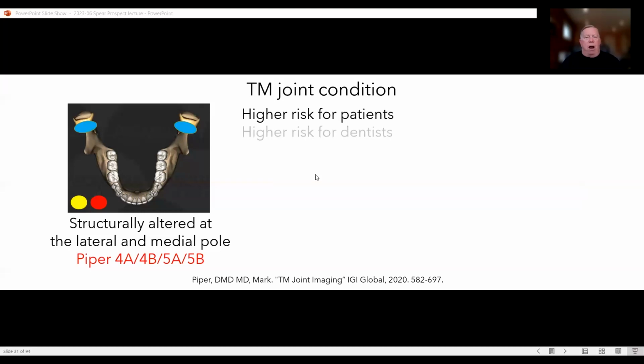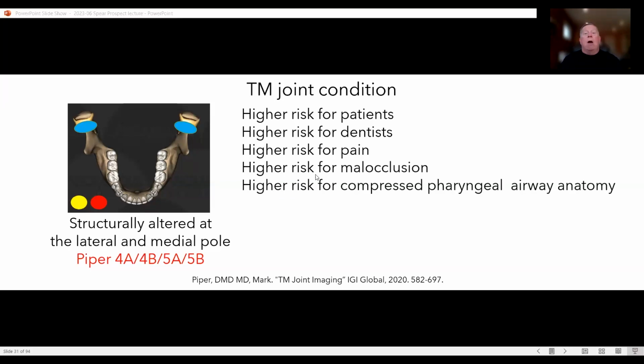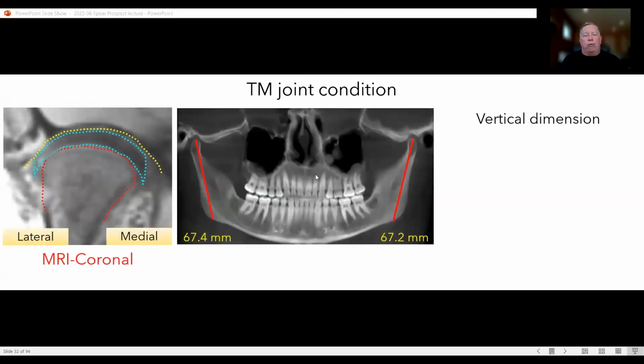These are the cases that are high risk for patients. These are the higher risks for dentists, quite frankly, because we're not aware that we're treating these types of problems. There's more pain in this population. There's more malocclusions in this population. We also have a higher risk for compressed pharyngeal airway space. We're going to take a look at airway in just a couple of minutes. This, we're going to have directed joint treatment planning, which means we're going to look at the anatomy with MRI and CBCT scan. These yellow reds, we have to see what the anatomy is in order to know how to treat this.